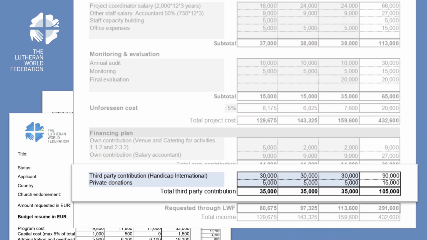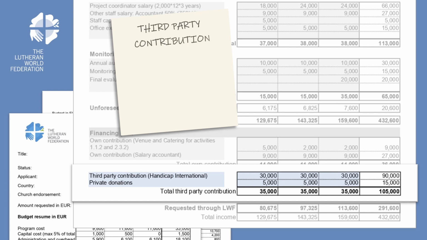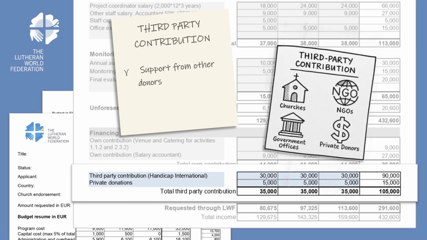Third-party contributions. Here, you can list any funds you asked for or received from other donors. Write the names of the organizations, like other churches, NGOs, government offices, church groups, ecumenical organizations, or private donors, and their amounts. In the financial plan and budget section of your project application, explain if the funding is for specific costs. Also, mention the status of your request, whether it is pending, approved, or something else. This contribution is not an obligation.